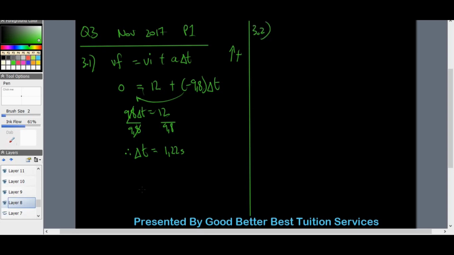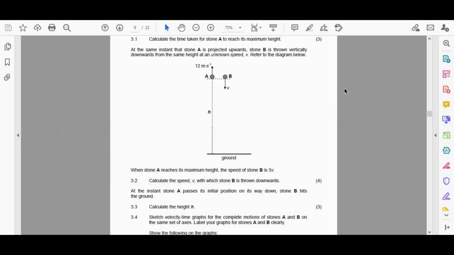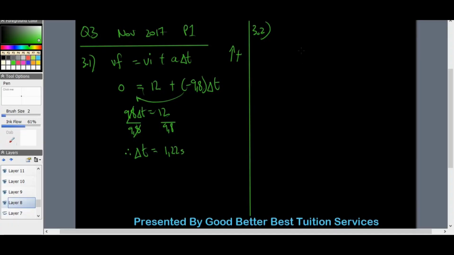3.2. Let's go have a look at 3.2's question. At the same instant that stone A is projected upwards, stone B was thrown downwards with unknown speed v. When stone A reaches its maximum height, stone B's speed is 3v. Calculate the speed v with which stone B is thrown downwards. I'm going to make use of exactly the same formula: Vf equals Vi plus, I'm going to use g instead of a now to show you that it doesn't really matter, g delta t.